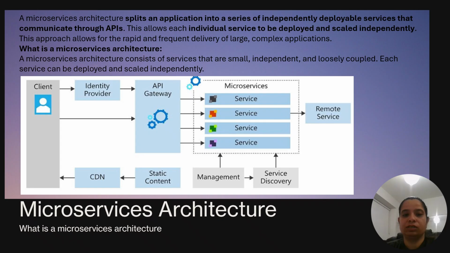So let me walk you through this diagram. It's a simple diagram. It shows the client calling the API gateway, which calls the microservices in the application and the remote service. Each service that has been called can interact directly with the application, and the remote service can deliver back the responses for that particular application. So that is how the microservices architecture works.